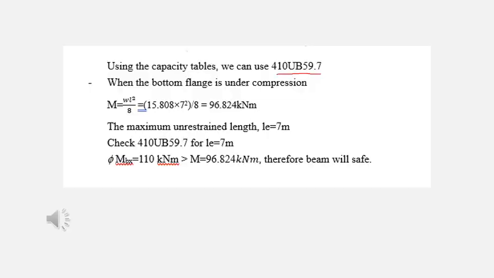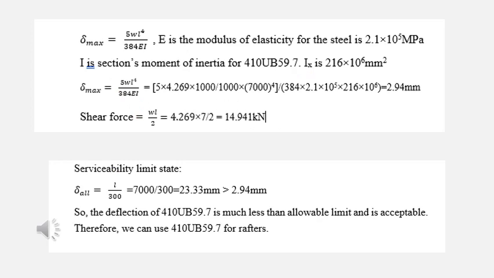This one is the formula. It's the same for the bending moment when the top is under compression and when the bottom is under compression. However, in this slide, this is just when the bottom is under compression. And in this slide, we calculate the shear force and the maximum deflection. So now we compare all the values to the beam and our calculation, and we can know that the beam we selected is safe.